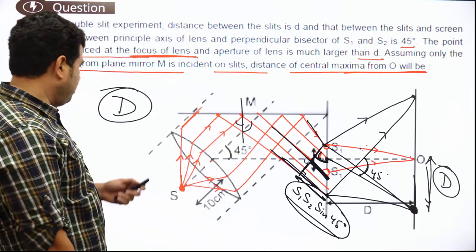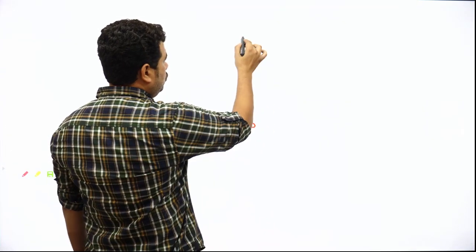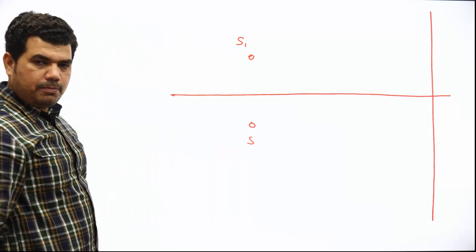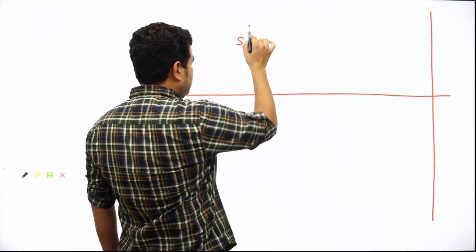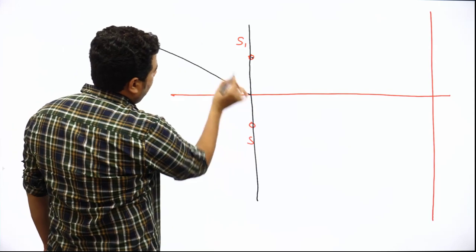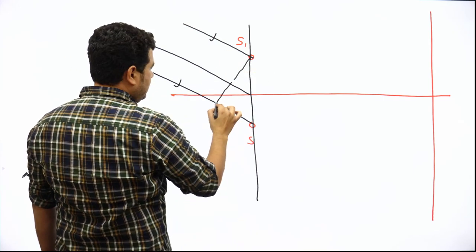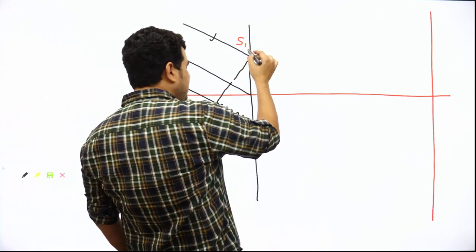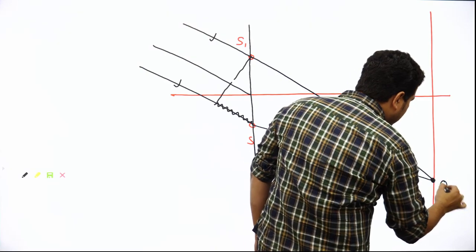Got it? Okay. Let me explain one more time. See here, these are two slits, S1 and S2. Here is the central line and here is the screen line. And now you can see, if some light rays are going like this, okay, the path difference in those two lines is this. This is the path difference, and this ray covers extra path. So this ray has to cover some extra path here, right? When they move like this, and here is central maxima.